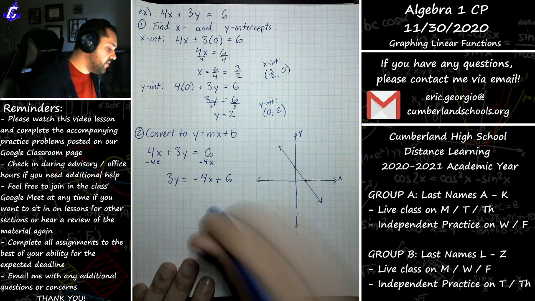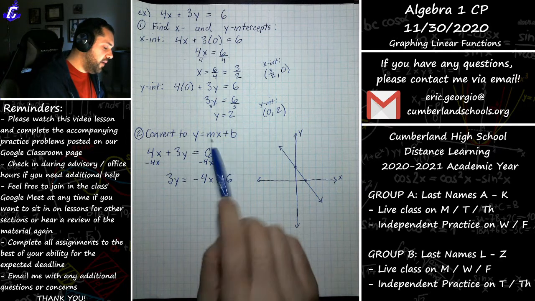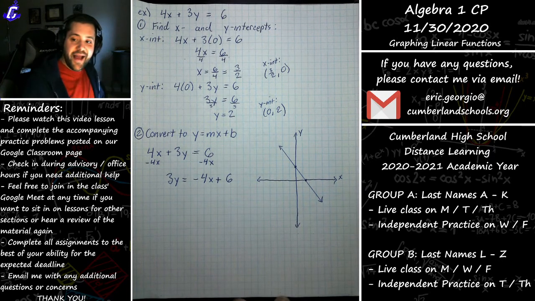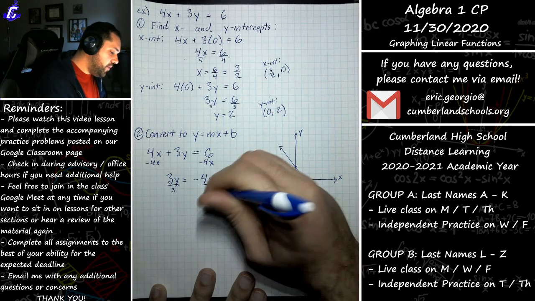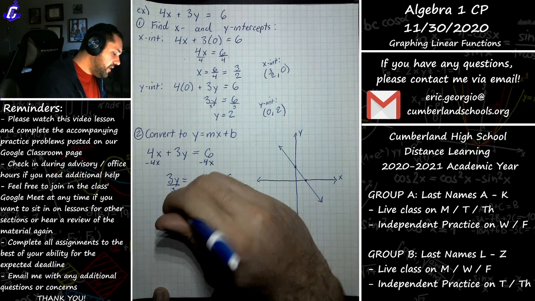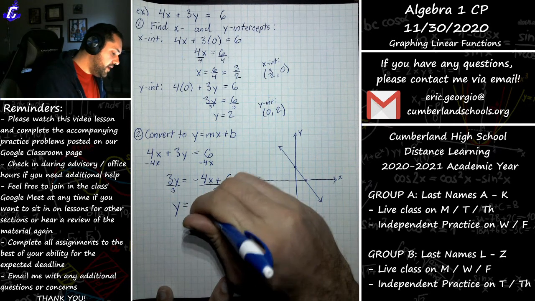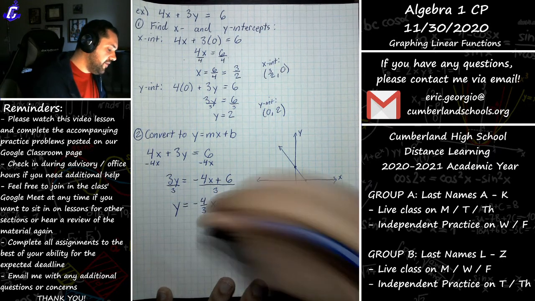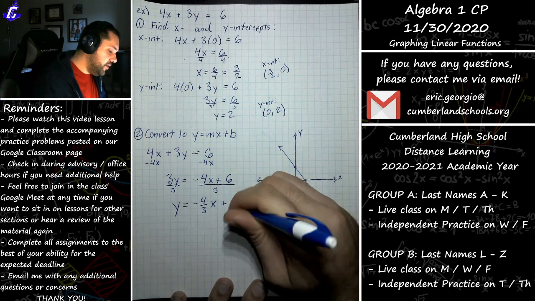Again, I elect to write the negative 4x first because I know that I want my function to look like y equals mx plus b. And lastly, in order to undo that multiplication of 3 times y, I'll divide both sides by 3. It gives me y equals negative 4 over 3, which I can't reduce, negative 4/3 x plus 6 divided by 3, which is 2.